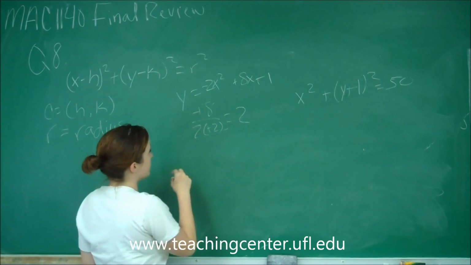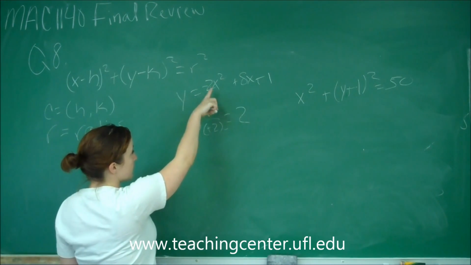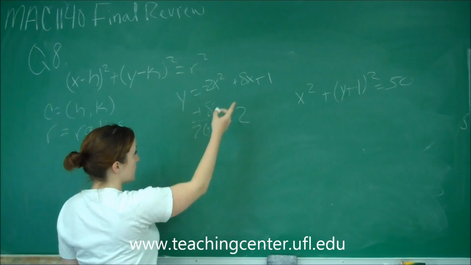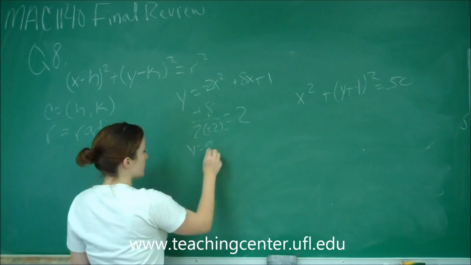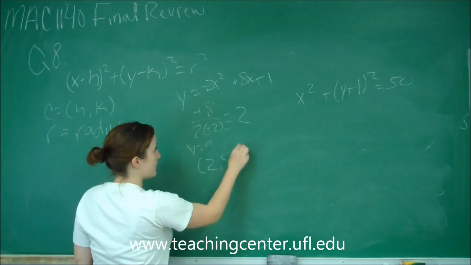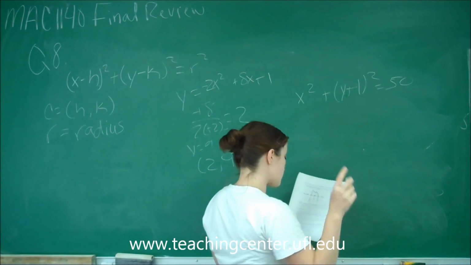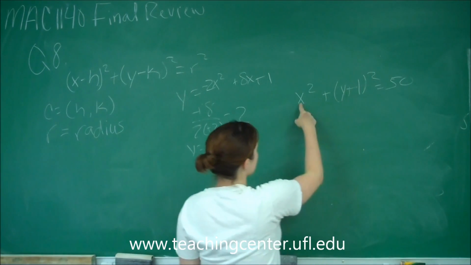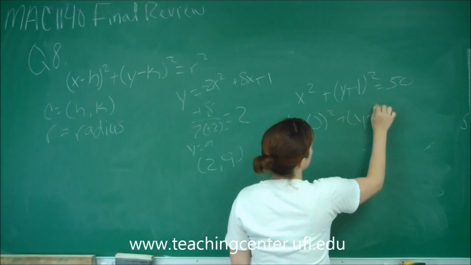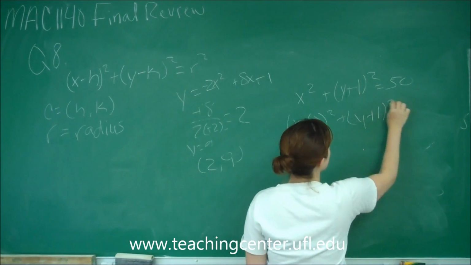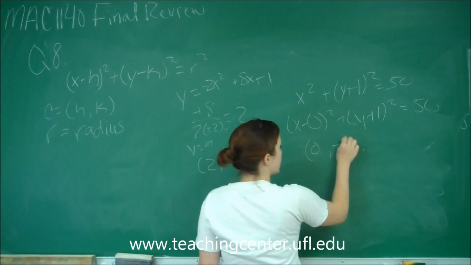So when I plug in 2, it's going to be -8 plus 16 plus 1, so that's 9. So our point here is (2, 9). And then we need to find the center of this circle. We can think of this again as (x minus 0) squared plus (y plus 1) squared is equal to 50. So the center of this is actually going to be at (0, -1).